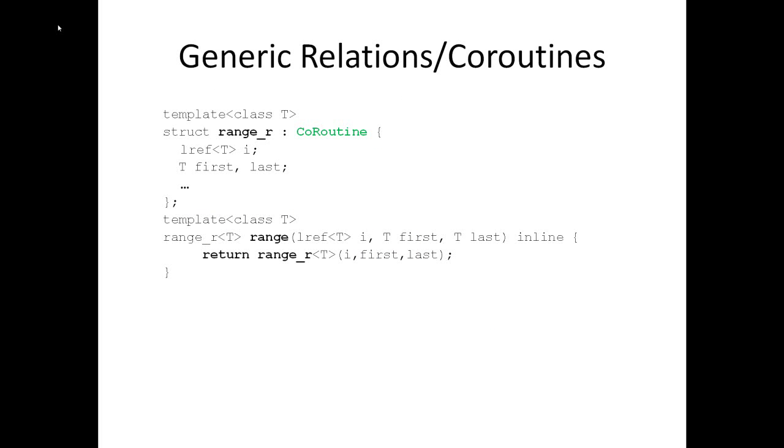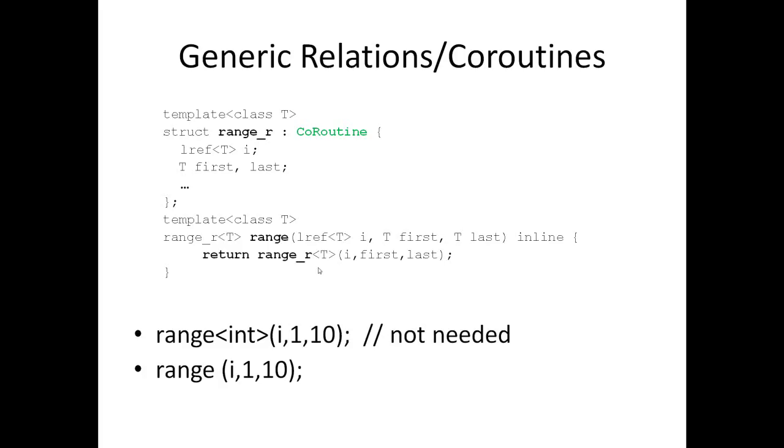It is often desirable to define generic relations or coroutines. In such instances, we use a standard C++ pattern of providing an additional inline wrapper function which merely instantiates the generic function object. This pattern helps with automatic template parameter type deduction. So as a user, you don't need to explicitly specify all the parameter types and can use a simpler syntax, as in the case of the second bullet here.